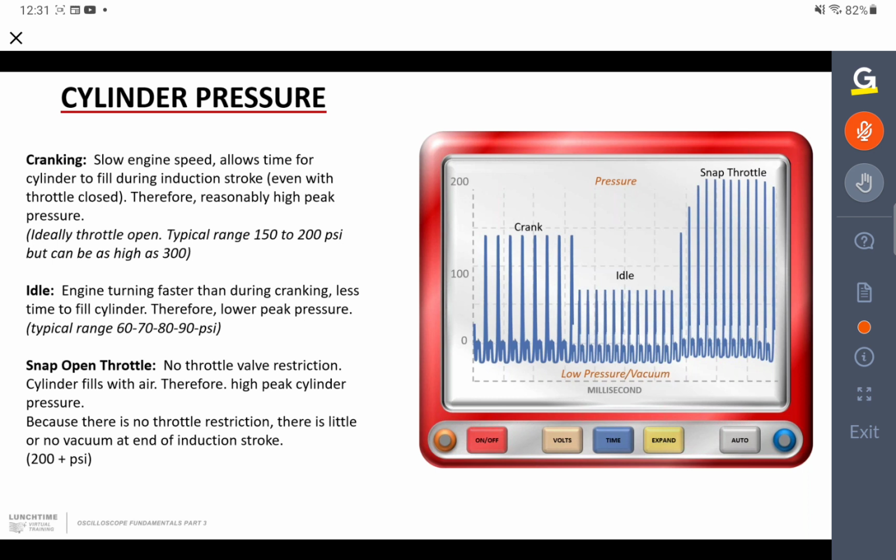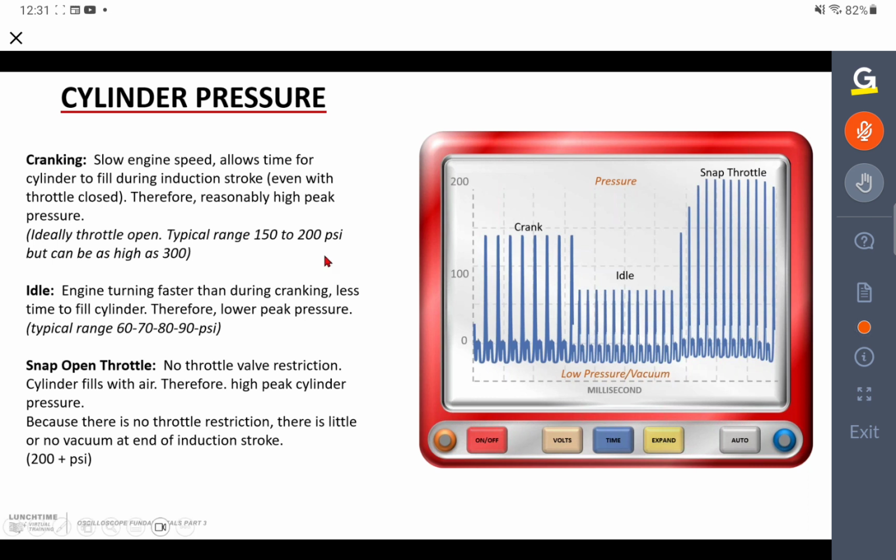So for the first test, we're going to look at in-cylinder pressure testing. And again, we're going to take the spark plug out, attach a hose to the spark plug hole, and then attach our pressure transducer, our pressure sensor, to the hose. And that will connect to the oscilloscope.